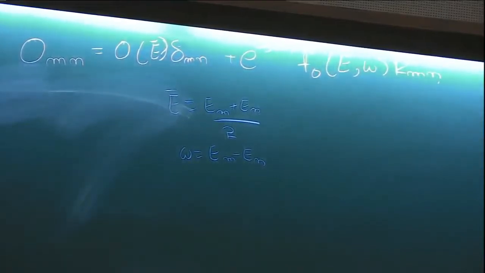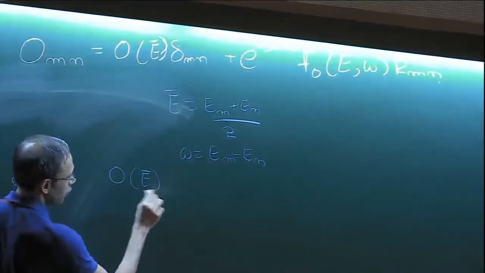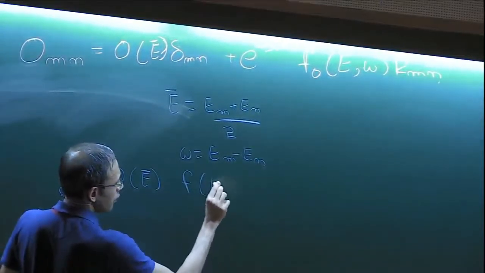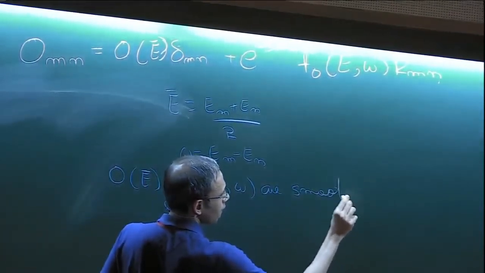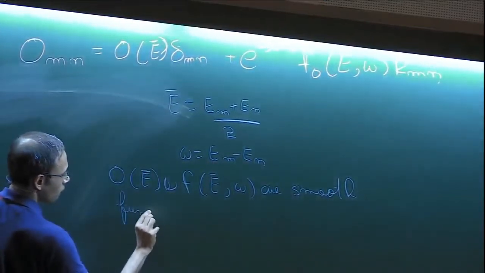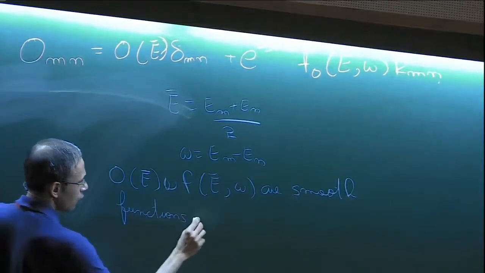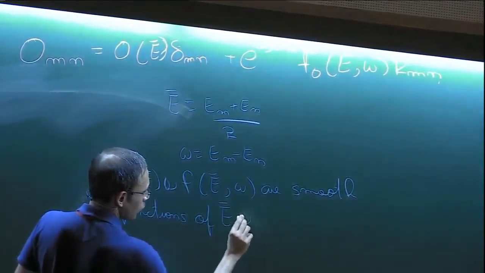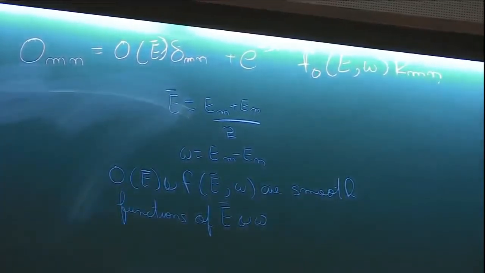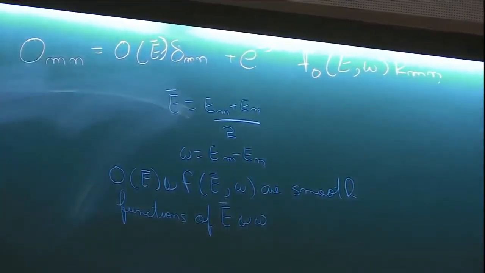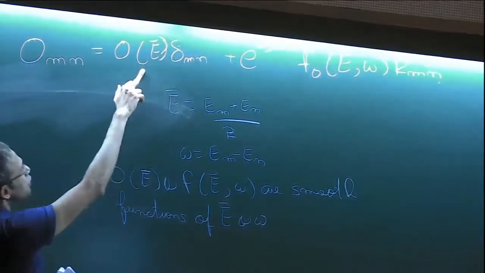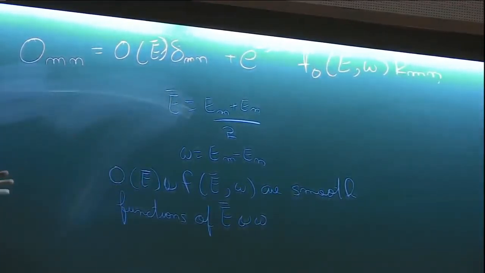Now, an important thing which I might have only mentioned in passing yesterday, but which is indeed very important, is that this quantity, which is a function of E bar, and this quantity, which is a function of E bar and omega, are smooth functions of E bar and omega. So if I'm looking at the diagonal entry OMM, this is important only when n is equal to m. When n is not equal to m, this is equal to 0.